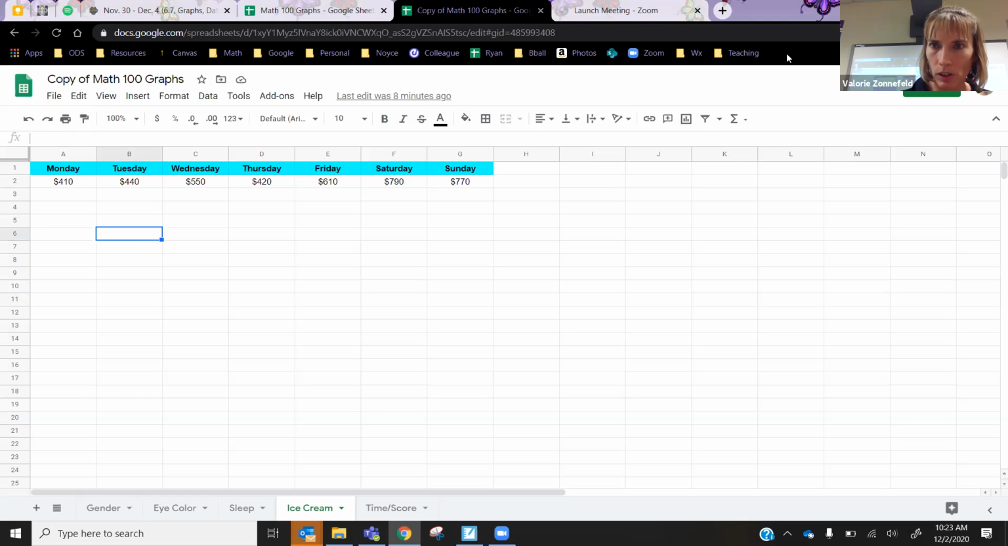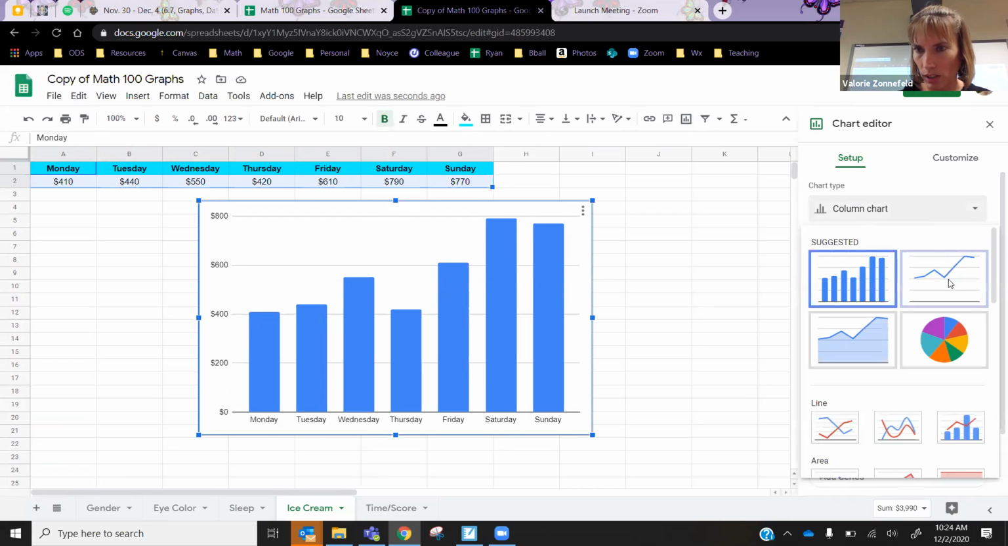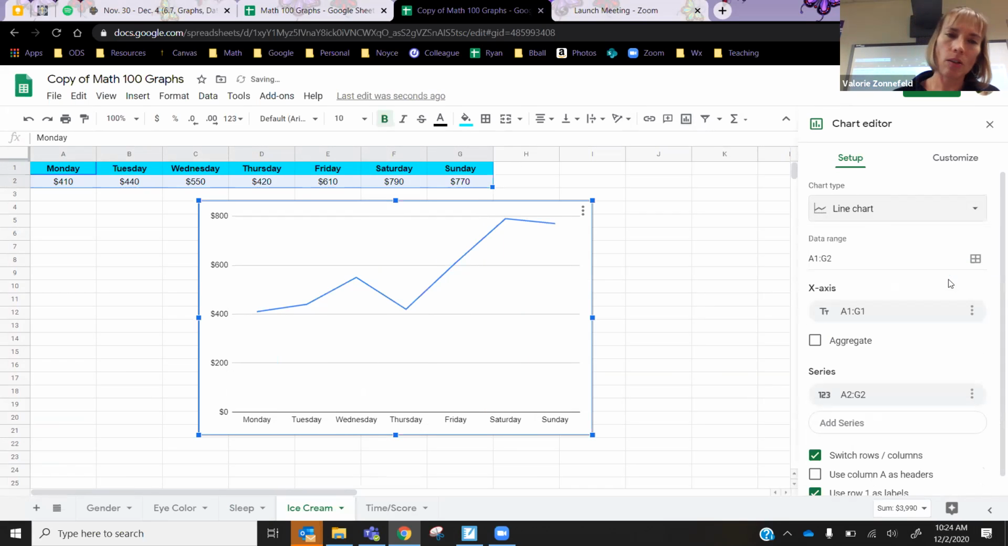Okay, so if we look at our ice cream sales here, we need to make a line graph. I'm gonna highlight A through G, rows 1 and 2. I click on my little chart thing, and Google Sheets makes it so easy that they often choose the best chart to even display it in. Except they chose a bar graph, and I don't want a bar graph, I want a line graph. So I'm gonna go over here, instead of column chart, I'll choose the one that looks like a line graph. And we can now see how the sales of ice cream varies over time.